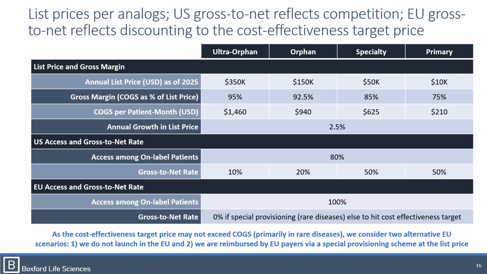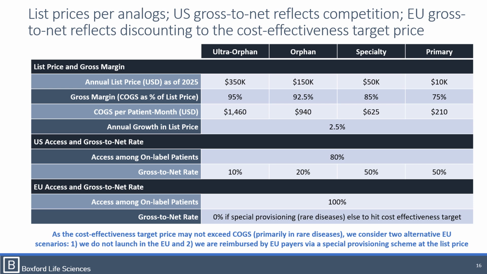For other commercial assumptions, again, we're trying to put in ballpark estimates that are illustrative of each class of disease. For list price, ultra-orphan is quite expensive at $350,000, orphan at $150,000, specialty at $50,000, and primary at $10,000 per patient year list price. We apply a gross margin that gives a COGS that is more expensive for ultra-orphan and much less for primary, and we have that price grow modestly over time.